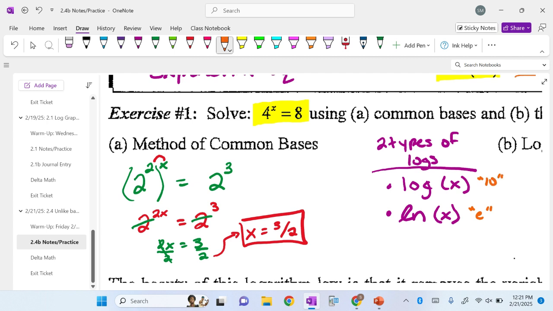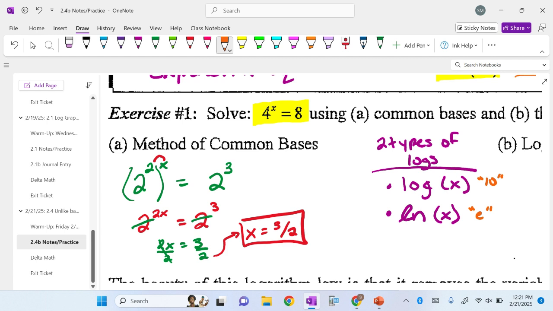In this class, you'll mainly use the common log, but I'm mentioning that you can also use ln because when I learned this, I learned it using ln. So forgive me if I accidentally start doing ln. I'm just saying that you can use either one and get pretty much the exact same answer. So again, it doesn't matter which one of these 2 that you use as long as you're consistent.